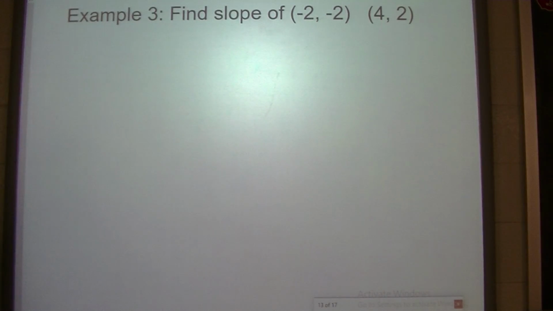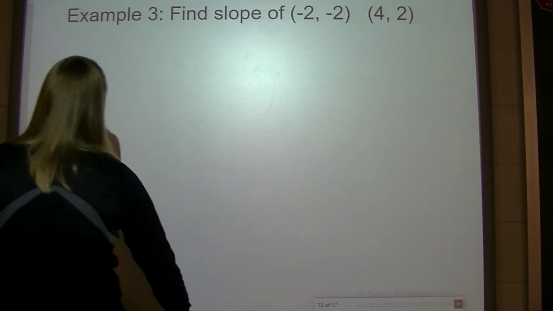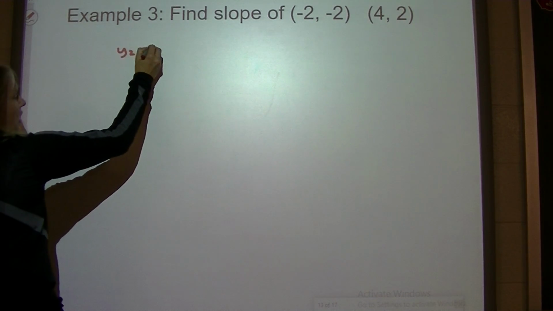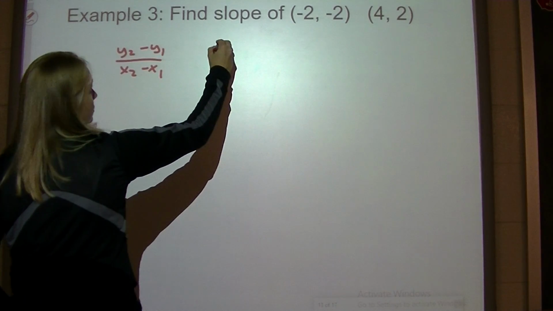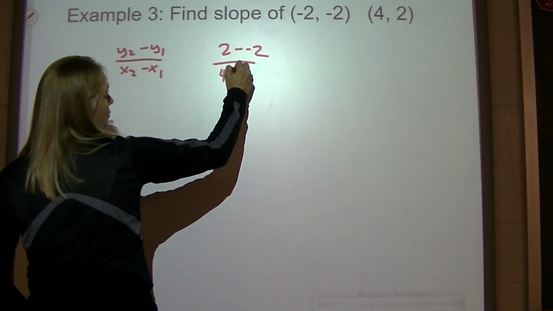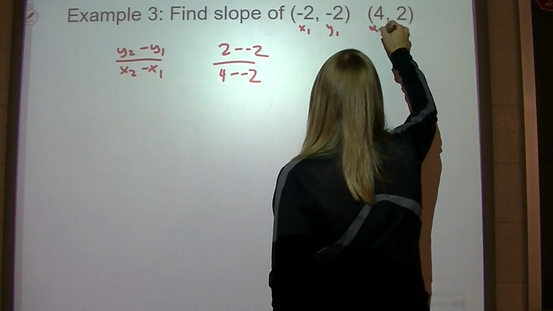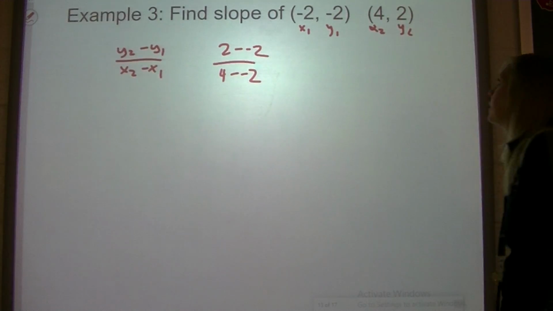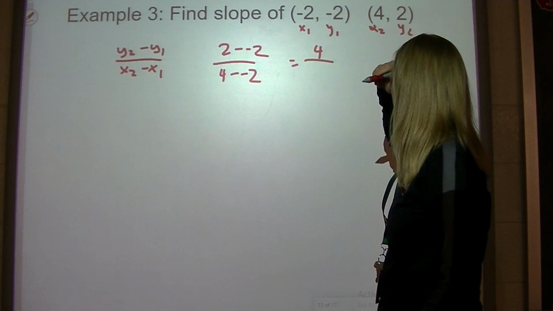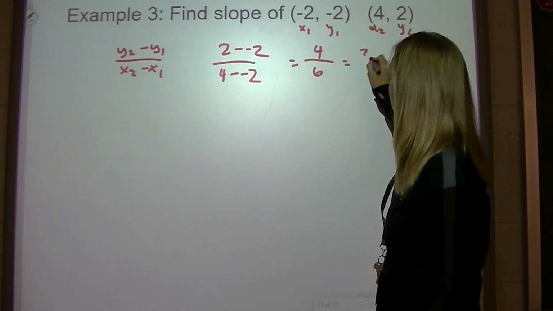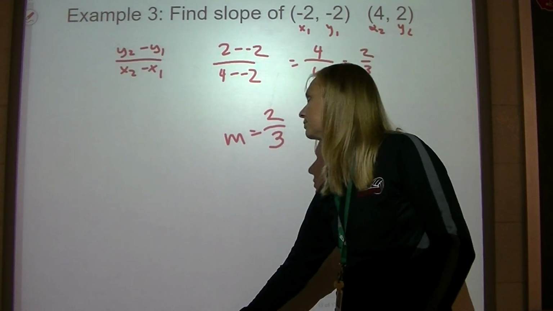Example 3 says find the slope of the ordered pairs (-2, -2) and (4, 2). So we have to use our slope formula, which is the change of y over the change of x. So I'm going to do 2 minus -2 over 4 minus -2. Here's x1, y1, x2, y2. Okay, so 2 minus -2 is 4, and then 4 minus -2 is 6. That is 2/3. So my slope m is 2/3.